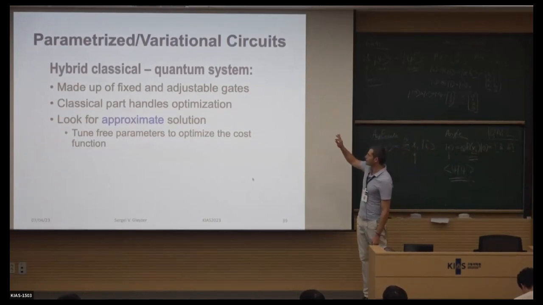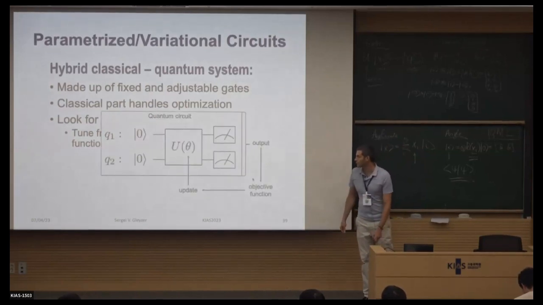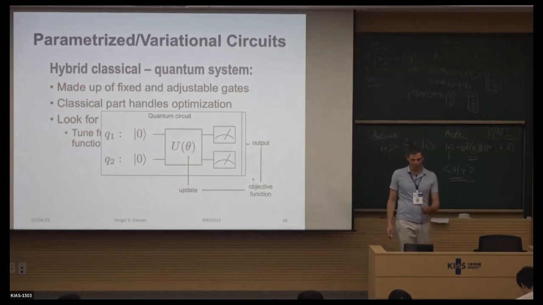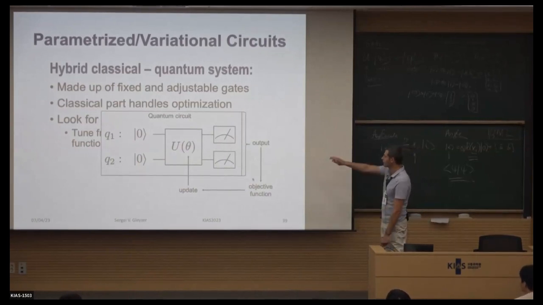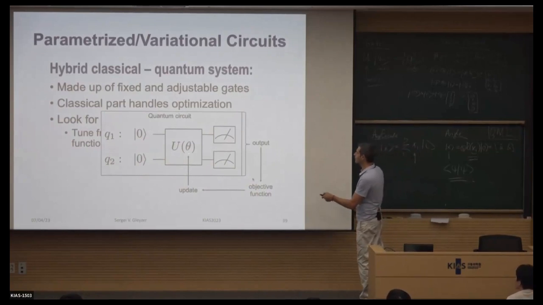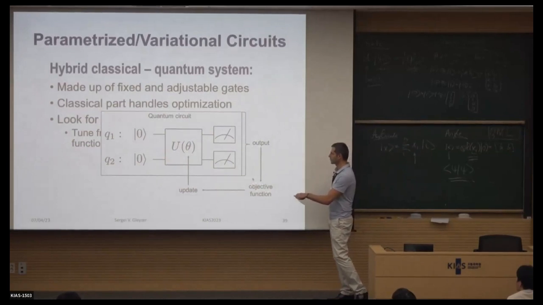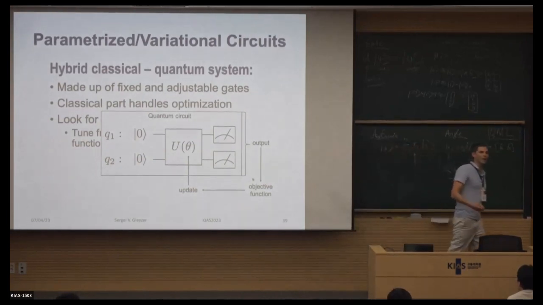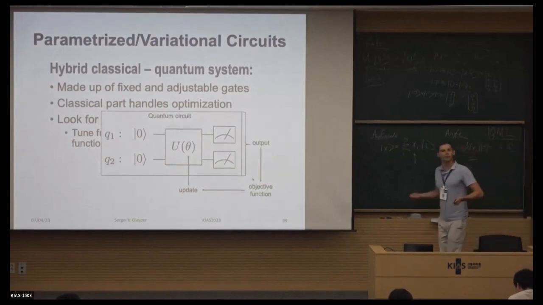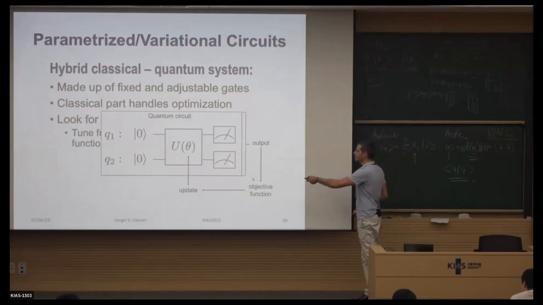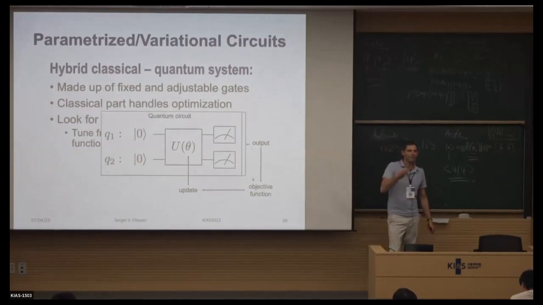But your main goal is to tune these parameters and optimize the cost function, and your goal is to look for an approximate solution. So this basically looks like this. Okay, you have your quantum state, your qubits, you have some kind of a circuit over here. You're going to do some measurements. Measurements go out. This becomes your cost function, and then you update your quantum part based on that. And you iterate as you usually do in machine learning, and you try to reduce the error and therefore do something useful. But that's basically the idea in a variational circuit.